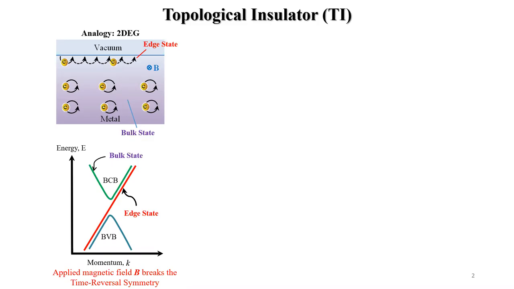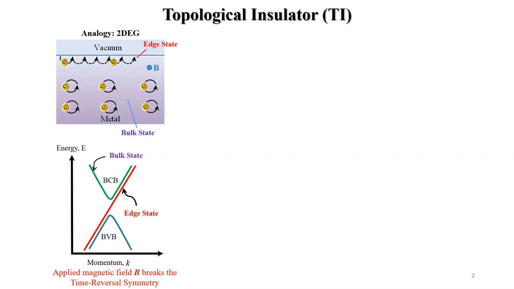This gap makes the system insulating. However, at the edge, the electrons will be bounced back by the boundary and still move in one direction by the Lorentz force, forming an edge conduction channel. This edge conduction channel is represented by the red line in our dispersion relationship. In this system, you need an external applied magnetic field, so due to the presence of the magnetic field, the time reversal symmetry is broken.